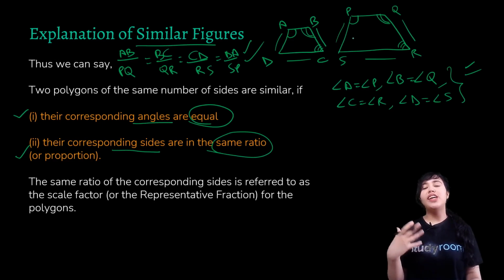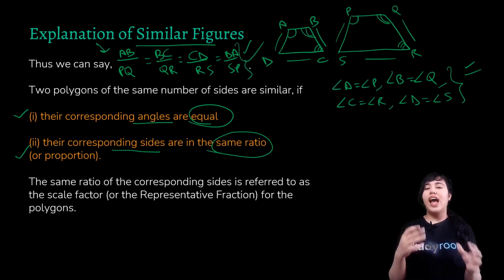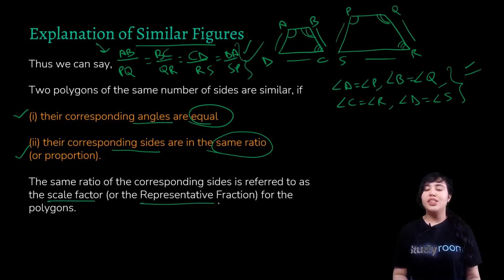So visually you can make out, but you can go wrong in that. You need exact measurements. So this is how you prove if any two figures are similar or not. Now this ratio has got a special name. It's called the scale factor or the representative fraction.